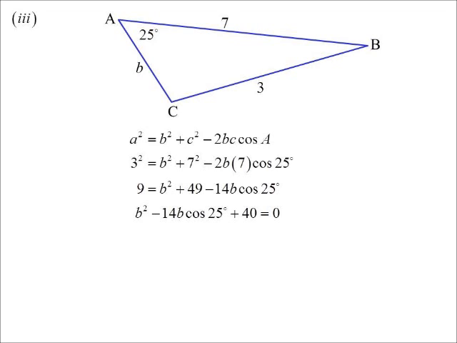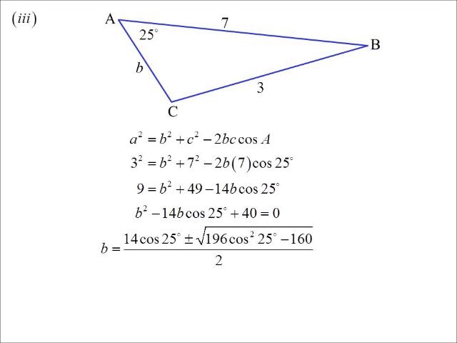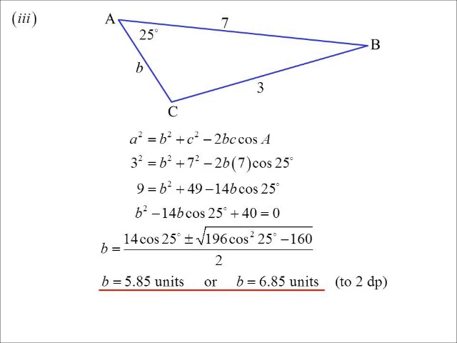I wouldn't struggle too long because you're not going to come up with numbers. So we'll go to the formula. So we have b is 14 cos 25 plus or minus the square root of b squared, so that's 196 cos squared 25, minus 4ac, so minus 160, all over 2. So I have two possibilities for b. And unfortunately, I don't have enough information to work out which particular answer it is.